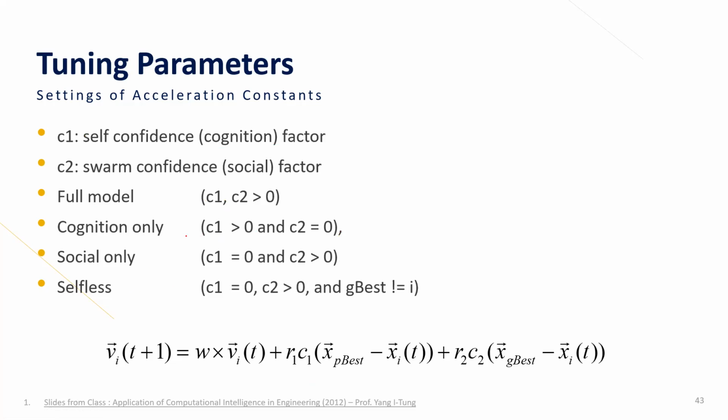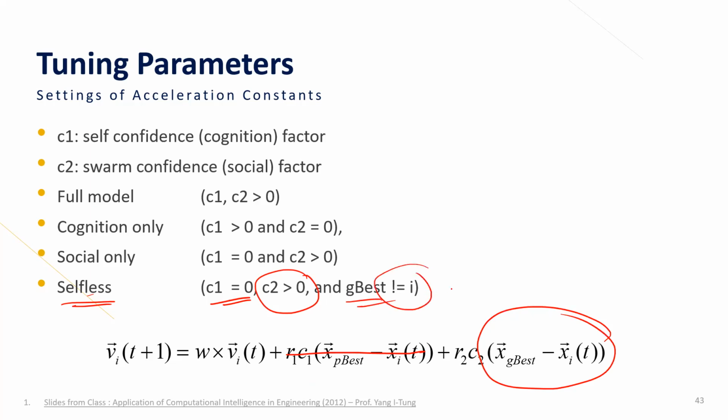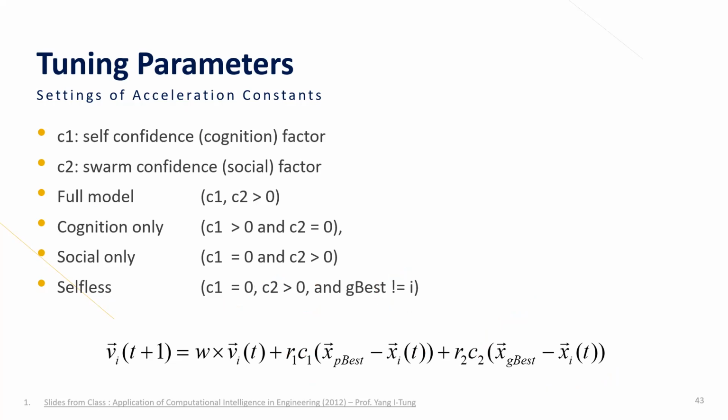There is another configuration, which is called selfless. C1 is equal to 0 and C2 is greater than 0, and gbest is not equal to i. When the best is not yourself, you just follow whatever the best in your circle does. That is selfless.